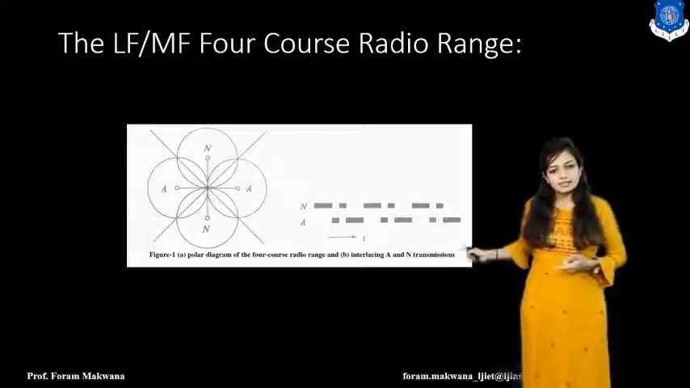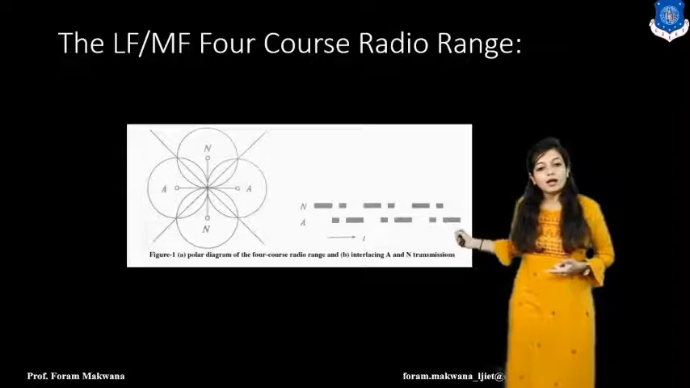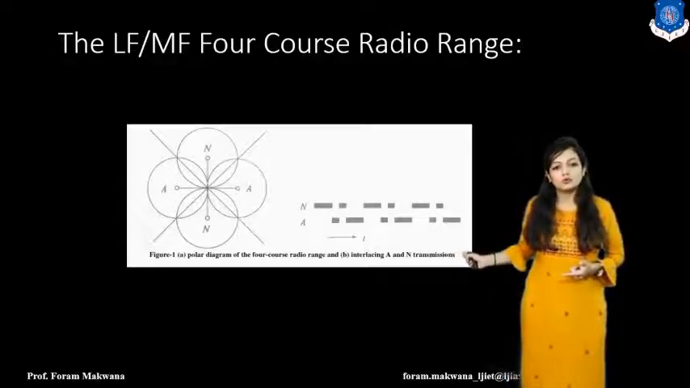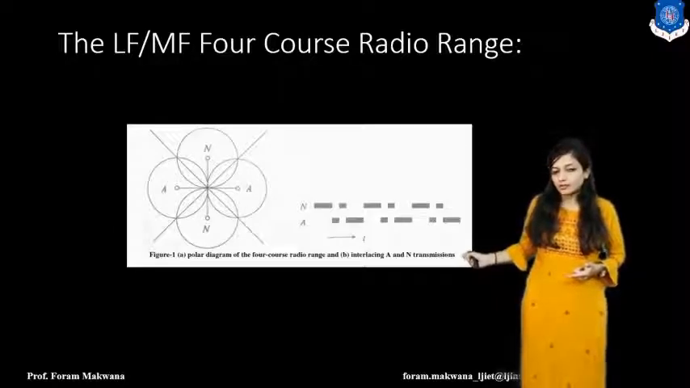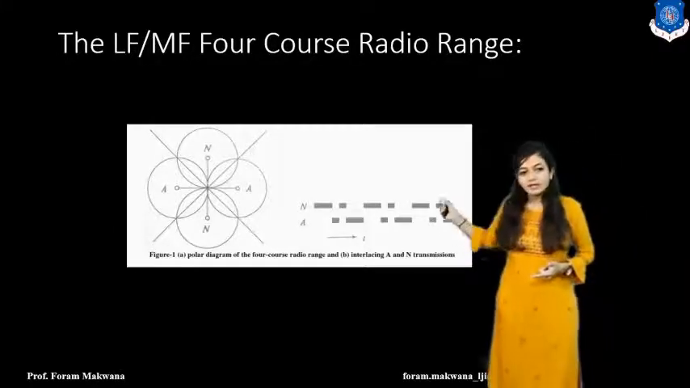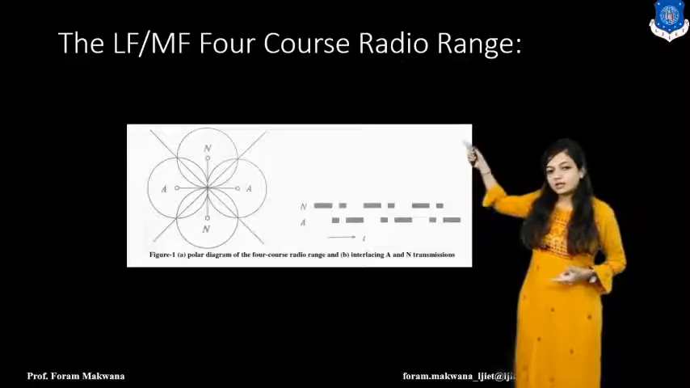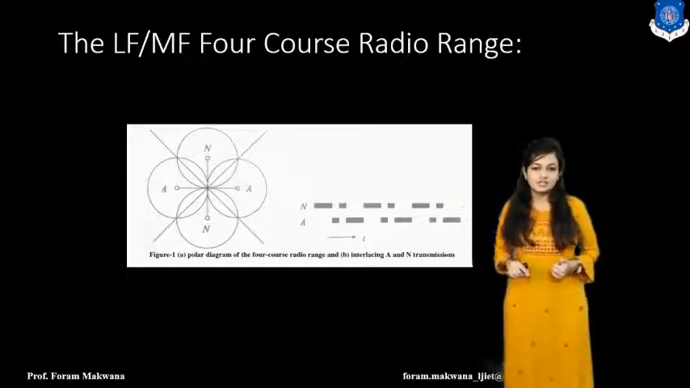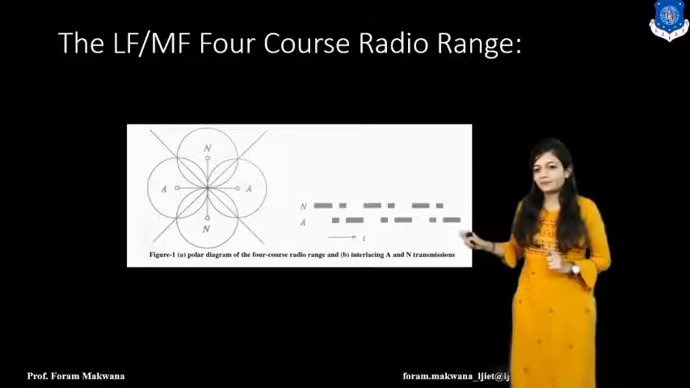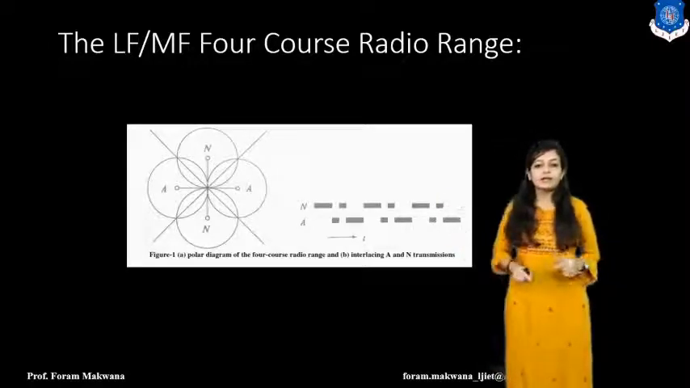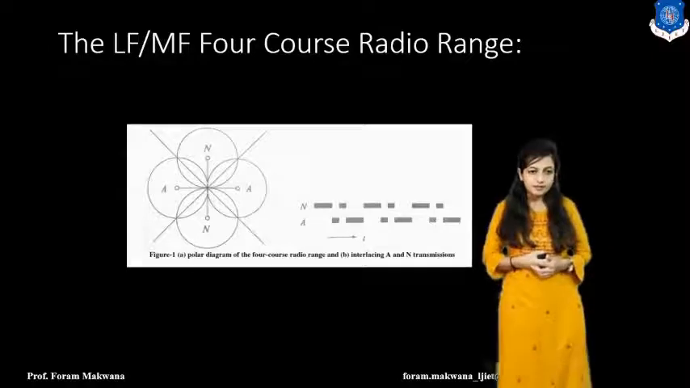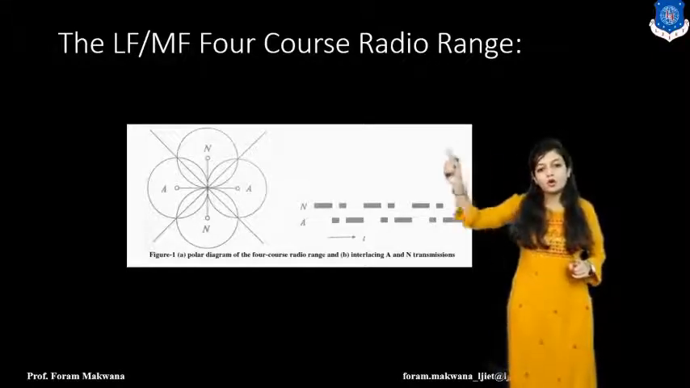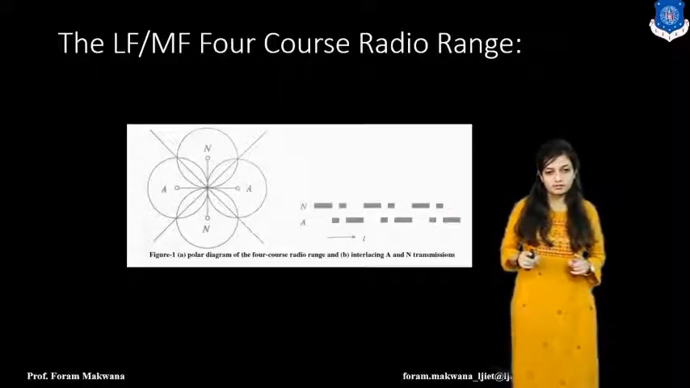So this is the polar diagram of 4 courses. Why is it called 4 courses? Because there are a total of 4 directions in which my two antennas radiate the signal, with the same strength in all 4 directions.